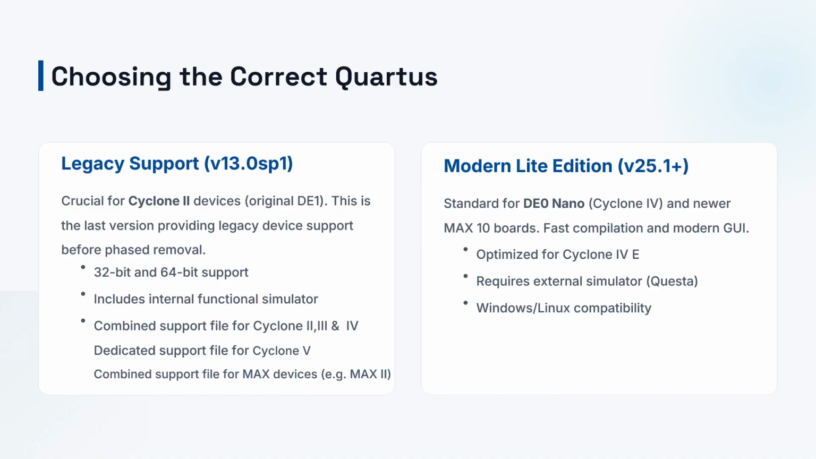If you are working with older educational hardware, like the original DE1 with a Cyclone 2 chip, you must install Quartus 2 version 13.0 Service Pack 1. It is the absolute last version that supports Cyclone 2. If you are using DE0 with a Cyclone 3 chip, then the version is 13.1. Obviously, if you want to use both Cyclone 2 and 3, then version 13.0 Service Pack 1 is the best option. If you try to use a newer Quartus version, you won't even find your chip in the device list.